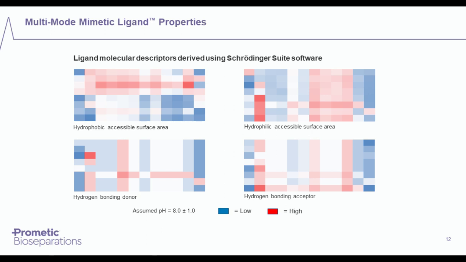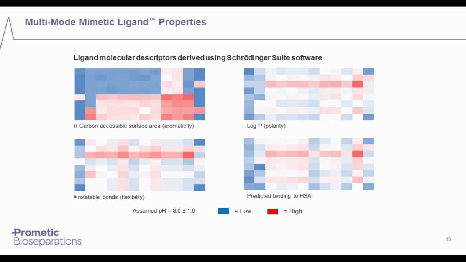To demonstrate the diversity of the MMM plate, the chemical composition of each ligand can be analyzed with respect to various physical or chemical properties. The distribution of hydrophobic and hydrophilic accessible surfaces is shown in the upper two plots. These descriptors are calculated using the Schrödinger suite software. As expected, there is significant variation of hydrophobic and hydrophilic regions that correlate with ligand structure. Likewise, a similarly broad distribution of hydrogen bond donor and acceptor groups is displayed, as shown in the lower two plots.